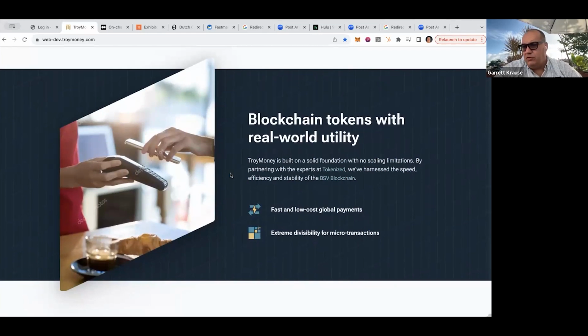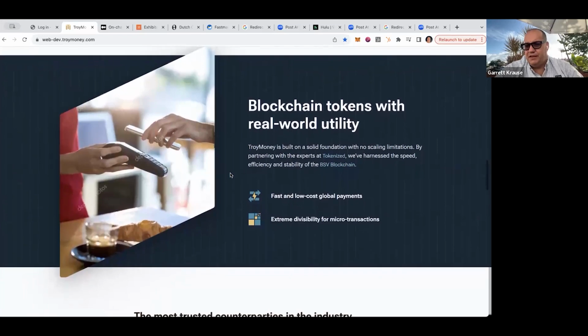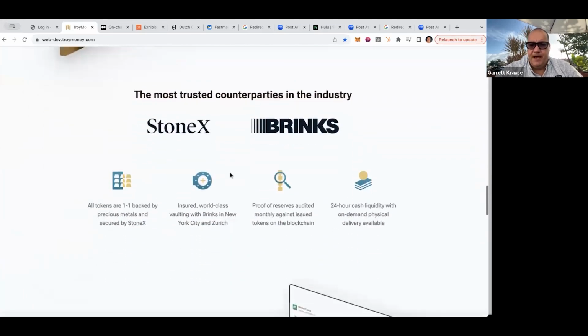You can use precious metals or stable coin for the low-cost global payments. A lot of people don't like to transact in BSV. A lot of merchants don't like to use or accept BSV because they don't understand it, but they do understand USD, Euro, gold, silver, and they will have global adoption of accepting that for payments.